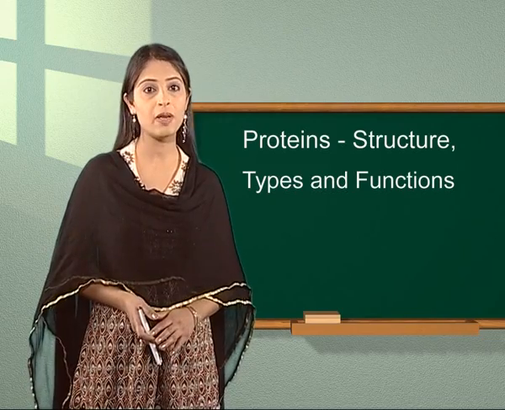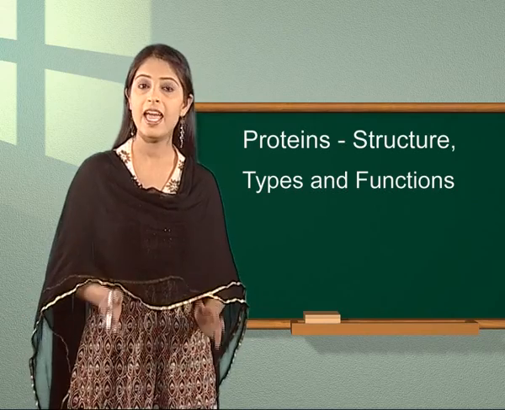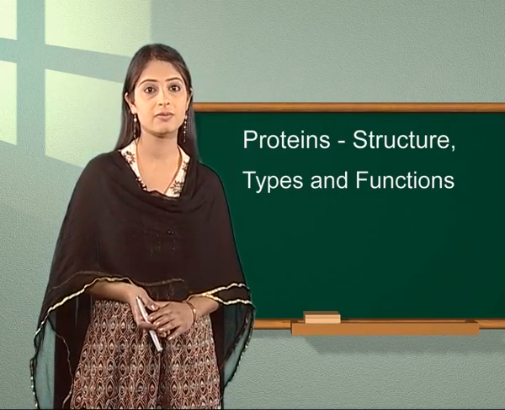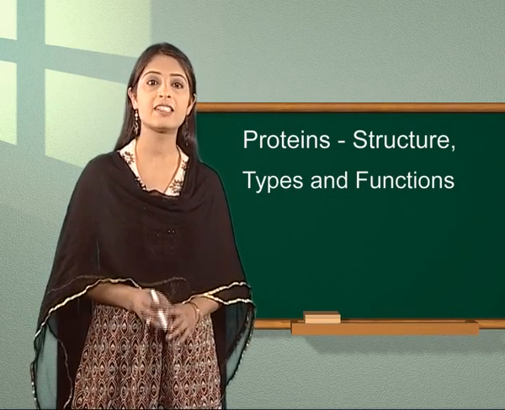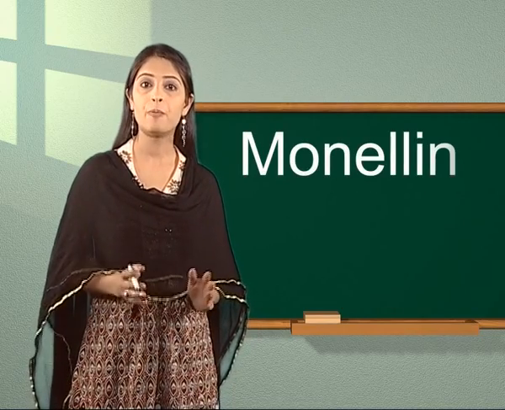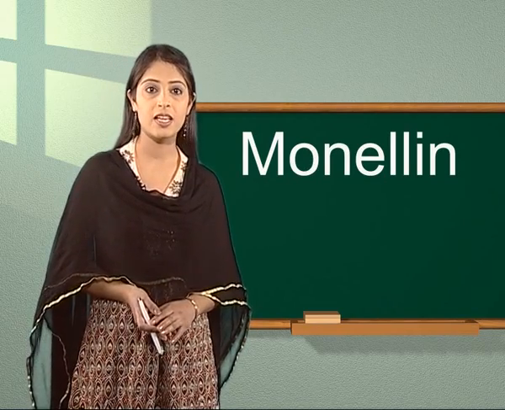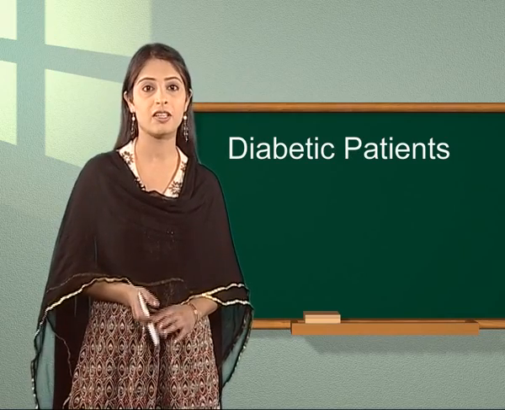Proteins like hemoglobin, myoglobin, and beta globulin help in transport of materials within our body. Thrombin and fibrinogen work as blood coagulants. Monilin, a protein by nature but much sweeter than sucrose, is used by diabetic patients for their source of sugar.